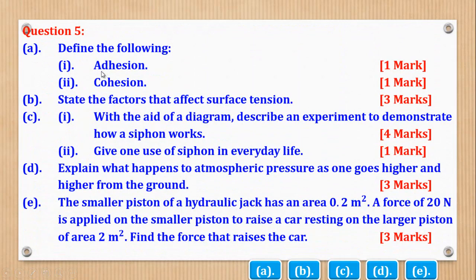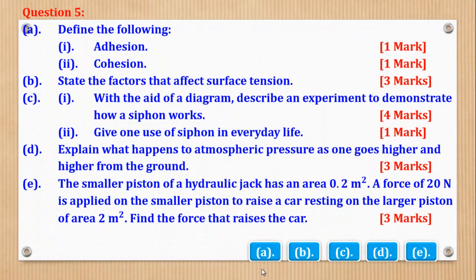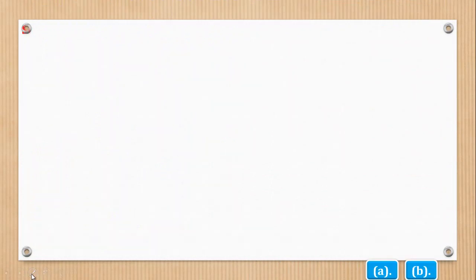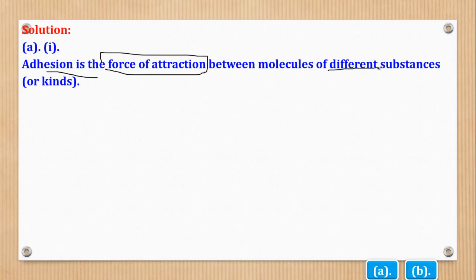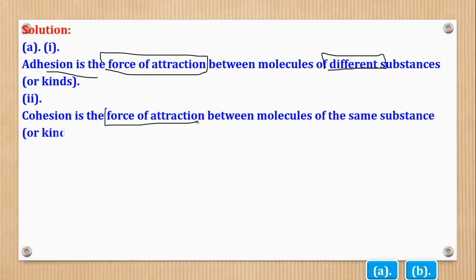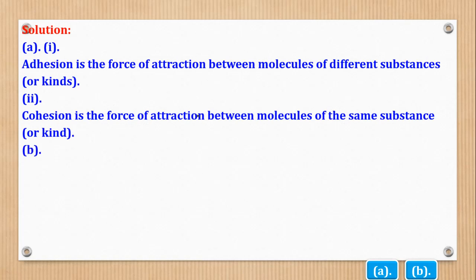Roman 1, adhesion, and Roman 2, cohesion. So one, adhesion is the force of attraction between molecules of different substances, while cohesion is still force of attraction, but this time around it is between molecules of the same substance. That's the difference between the two. Adhesion, different substances. Cohesion, same substances.